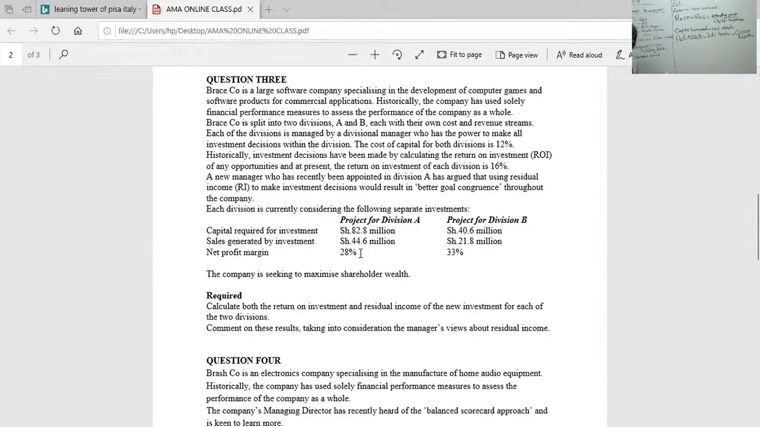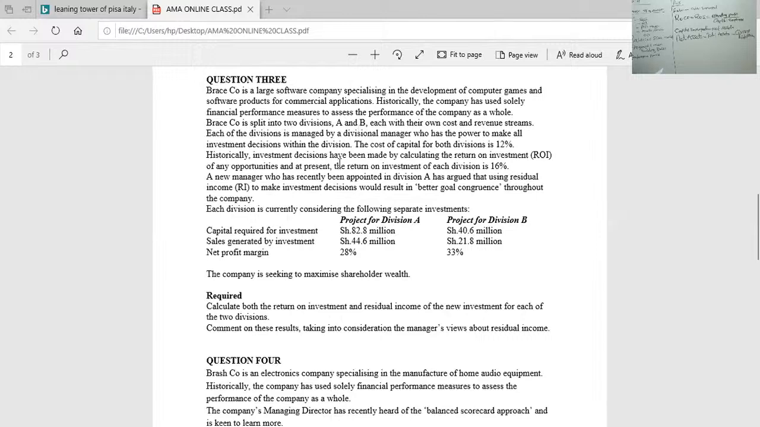Historically, investment decisions have been made by calculating the ROI of any opportunities, and at present, the return on investment of each division is 16%. A new manager who has recently been appointed in Division A has argued that using residual income to make investment decisions would result in better goal congruence throughout the company.